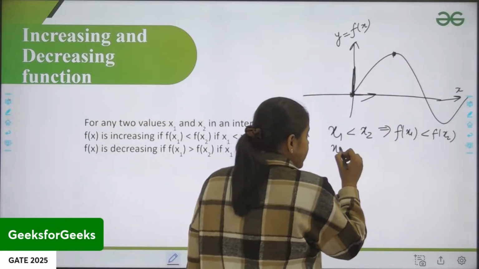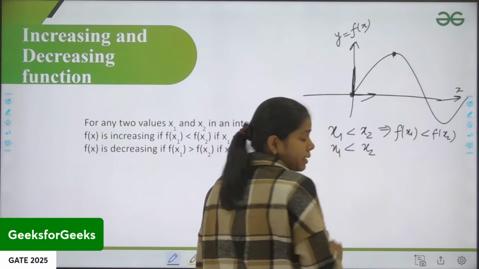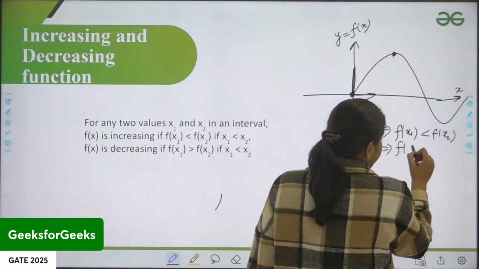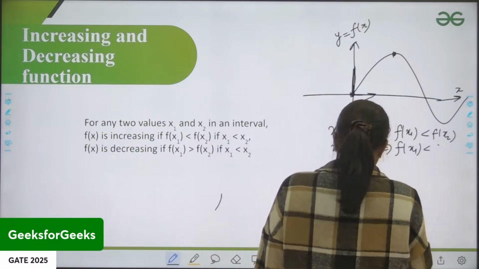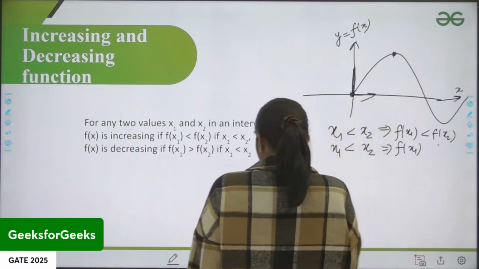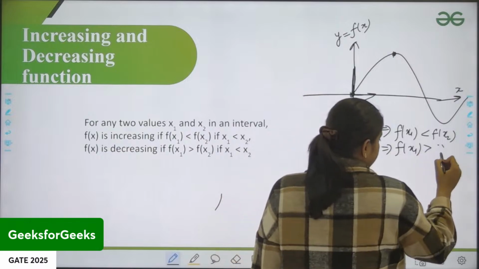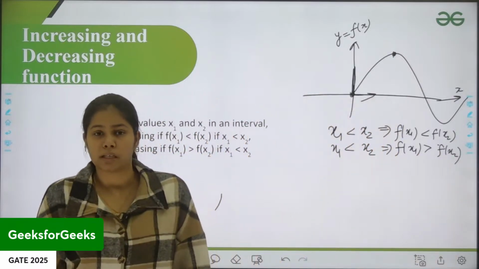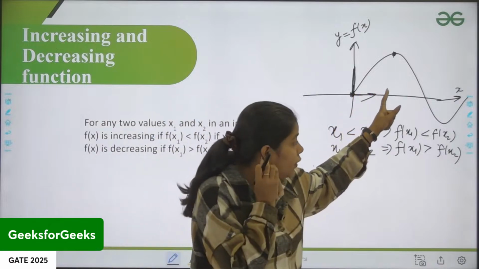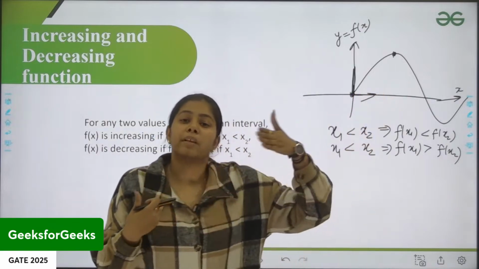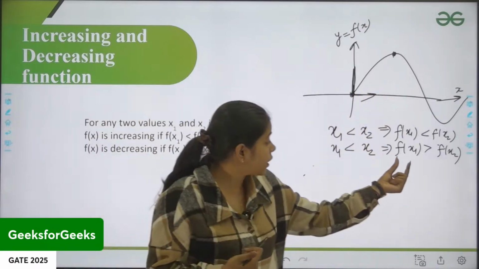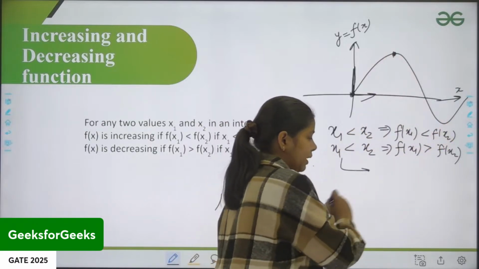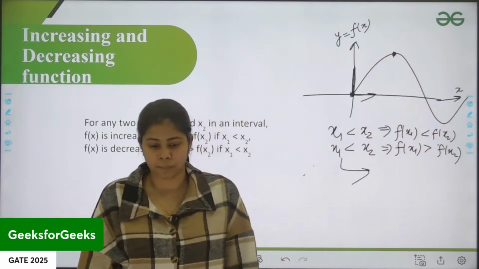But if the value of x is increasing, x1 is less than x2, but the function's value is not increasing, that means f of x1 is greater than f of x2. That means the function's value is not increasing. What does it mean? If I'm increasing the value of x, my function's value is not increasing, it's decreasing. So I'll say that this is my decreasing function, right?